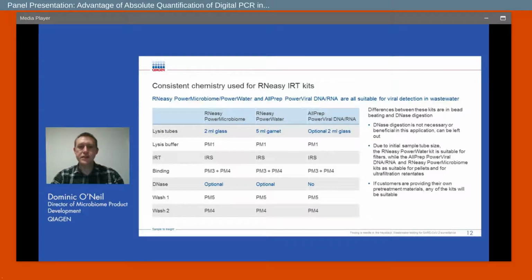The reason that they are interchangeable, as you can see in this chart here, is that they use similar lysis buffers, similar IRT, and similar binding and washing. The differences are in the bead beating, which we have found not to be necessary for SARS-CoV-2 detection. The viral RNA is not protected in a way that requires bead beating to recover it. And DNase treatment, since you're doing a specific RT-PCR at the end, is generally also not required. The DNA in this case will not interfere, so we would generally leave that out. In that case, these kits are basically the same and can be used interchangeably, with one caveat that I'll talk about later.